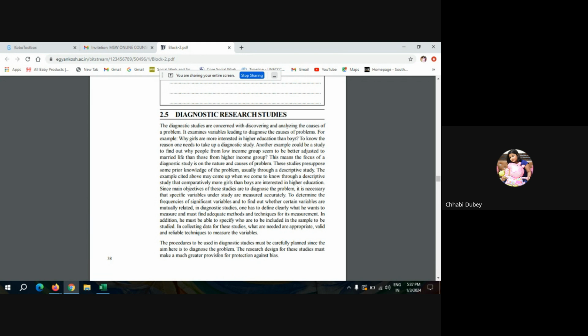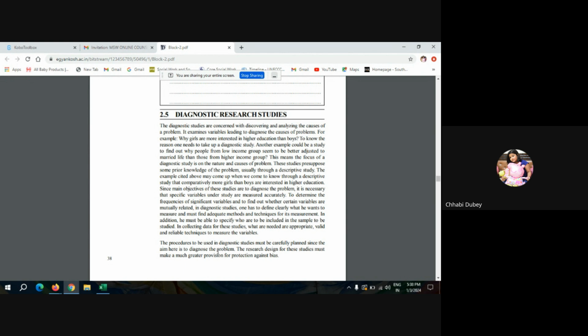In diagnostic studies, one has to define clearly what he wants to measure. So we must know what we want to measure, and we must find adequate methods and techniques for the measurement. In addition, we must also be able to specify who is supposed to be included in the sample to be studied.